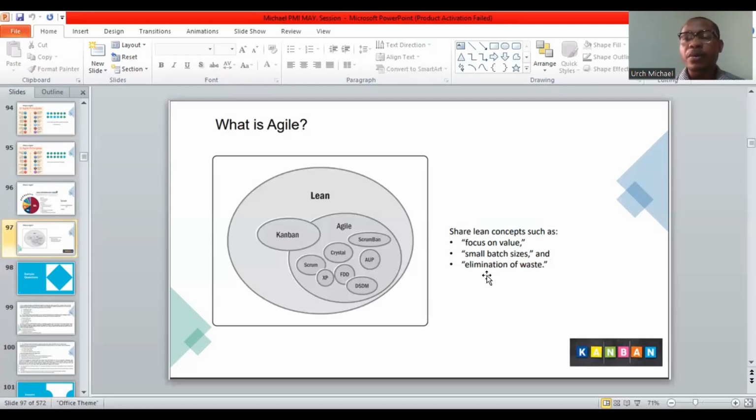All right. So that way time is not wasted and what needs to be achieved will be achieved at the right time. That's the idea behind the lean concepts.